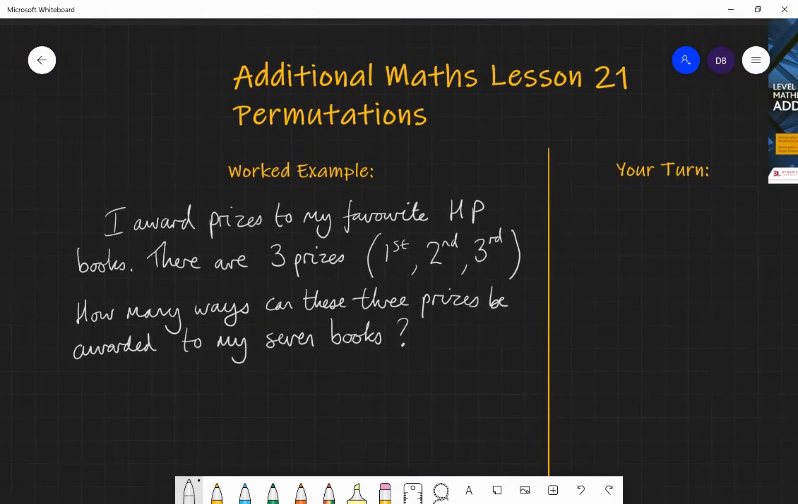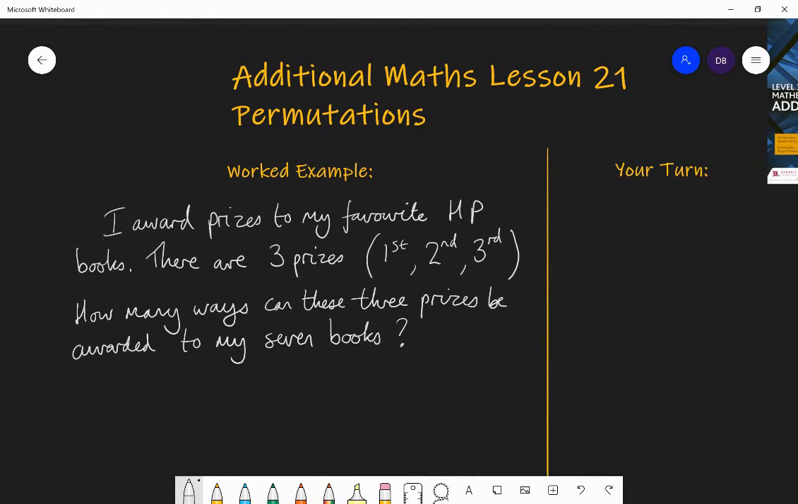Let's say I want to award special prizes to my favorite Harry Potter books. So I have seven Harry Potter books on my shelf, and I want to award a top prize to my favorite one. That top prize would be maybe giving it a new plastic cover to keep it nice and safe. I want to award a second prize, maybe writing a little inscription inside it. And I want to award a third prize, maybe just lightly dusting and cleaning it, to my top three books amongst those seven.